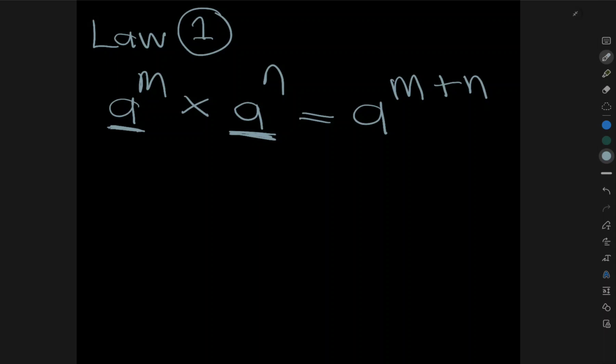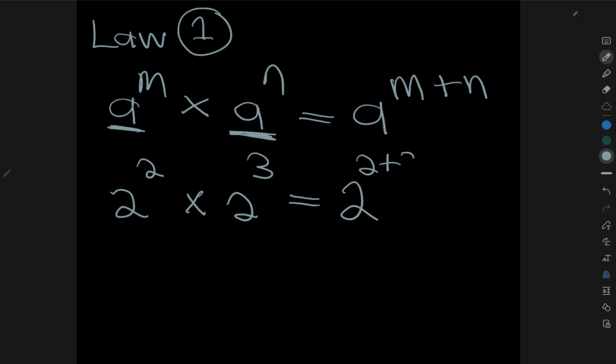Let me give you a numerical example so you get to understand. Let's say we had 2 to the power of 2 multiplied by 2 to the power of 3. We know 2 to the power of 2 is 4, multiplied by 2 to the power of 3 is 8, and 4 times 8 will give you 32. In this case, we don't have to go through the process of expanding. The only thing we have to do is say 2 to the power of 2 plus 3, and with that we have 2 to the power of 5, which if we simplify we'll get 32.